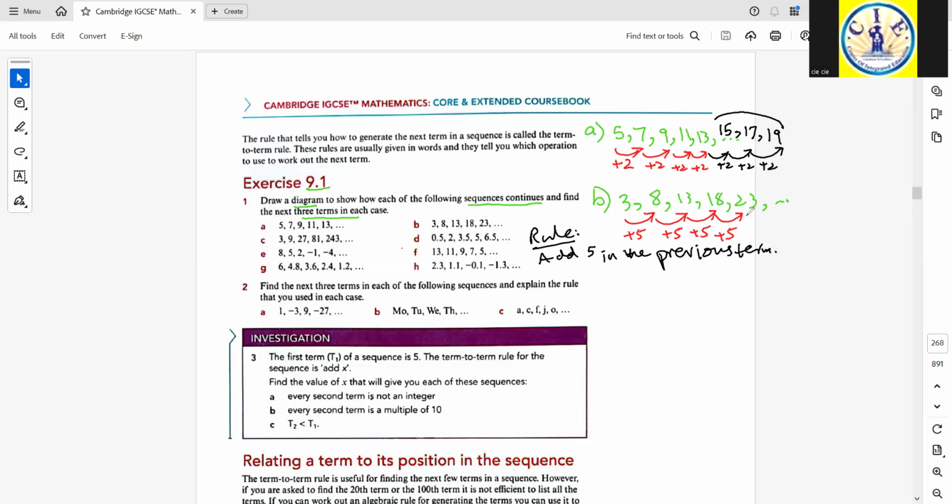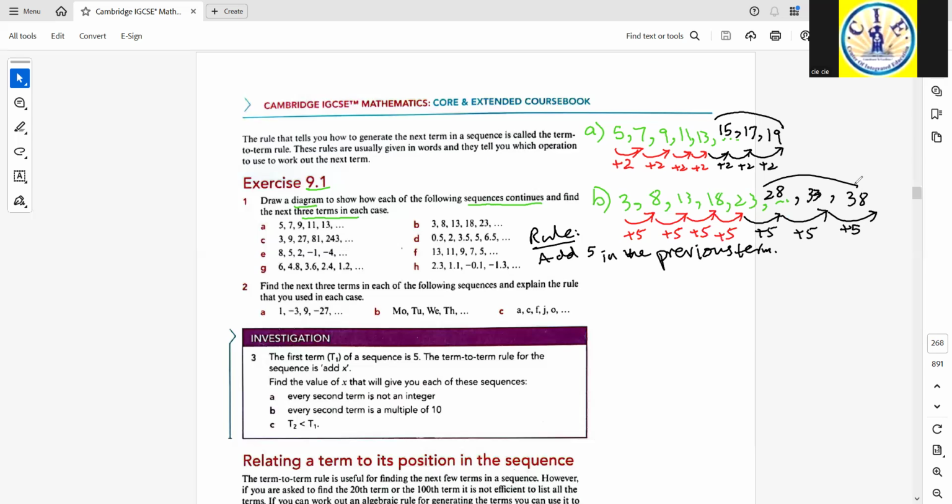So after 23, adding 5, we get 28. After 28, adding 5, we get 33, and then for the third term, adding 5 another time, we can get 38. So these are the next three terms of the given sequence.